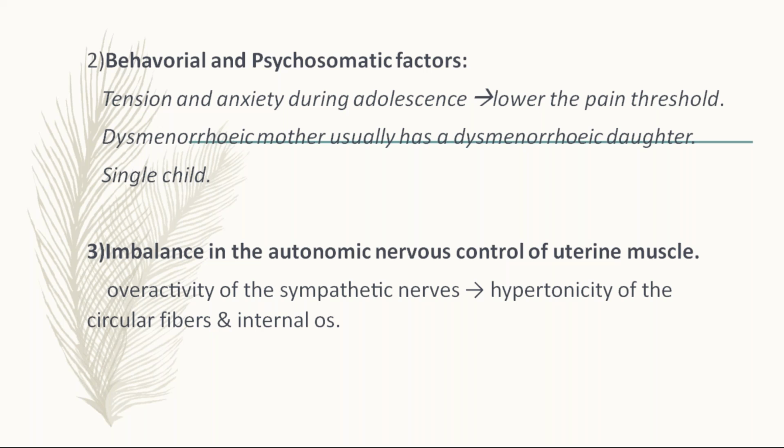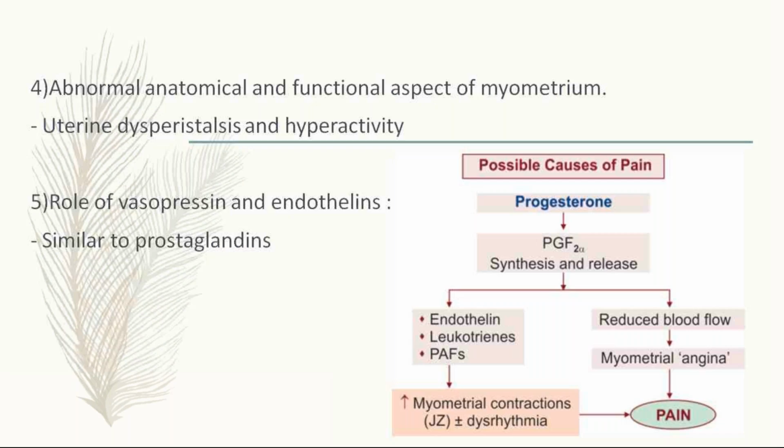A dysmenorrheic mother usually has a dysmenorrheic daughter, or single child. Imbalance in the autonomic nervous control of the uterine muscle: overactivity of sympathetic nerves, hypertonicity of circular fibers, and internal os. If this is the cause, once the patient has had a normal delivery, usually the circular fibers will be destroyed and the dysmenorrheic cycles will stop. For this, we also tried dilatation of the cervix artificially to destroy the circular fibers and to stop the hypertonicity of the circular fibers.